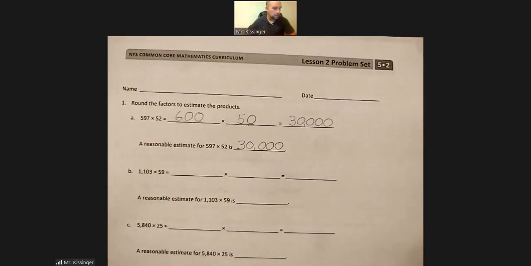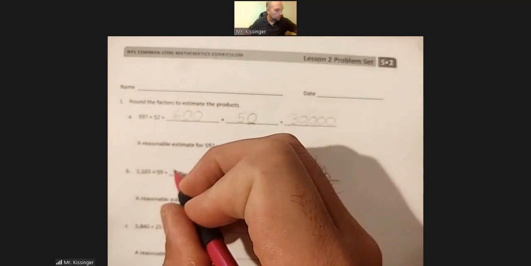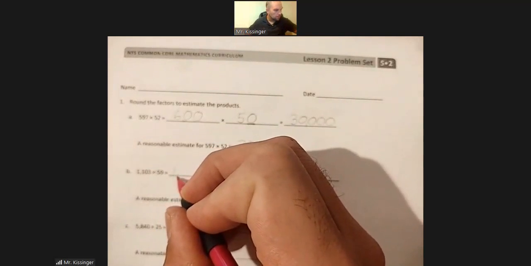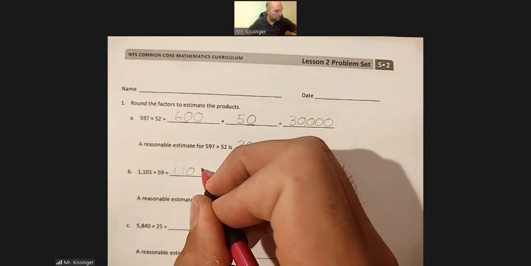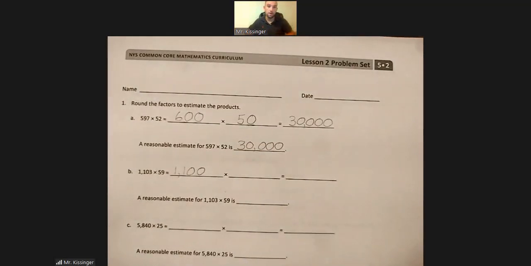All right, let's look at the next one here. So we have 1,103 times 59. So we could do this a couple different ways. Our 1,103, we could round that to 1,000. Or we'll give ourselves a little bit more of a challenge. We'll round it to 1,100, and that'll give us a little bit more of an accurate estimate, just because that's closer to our original number, our 1,103.